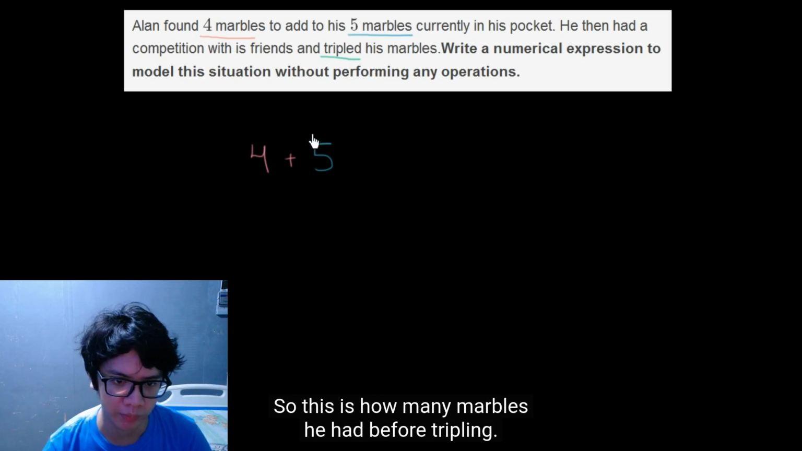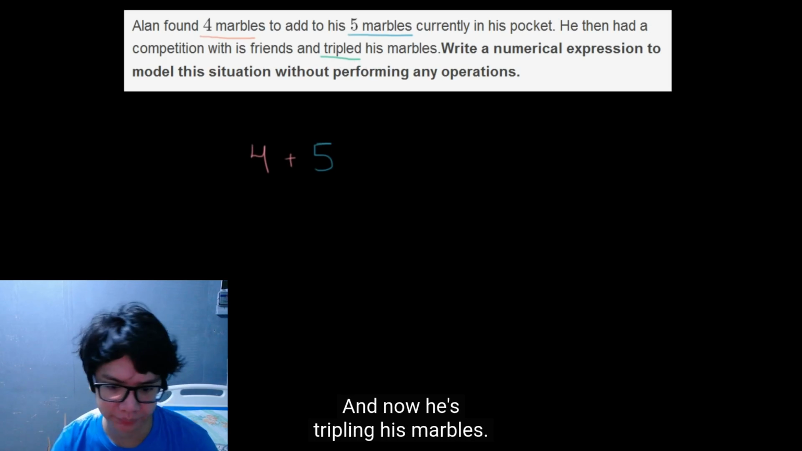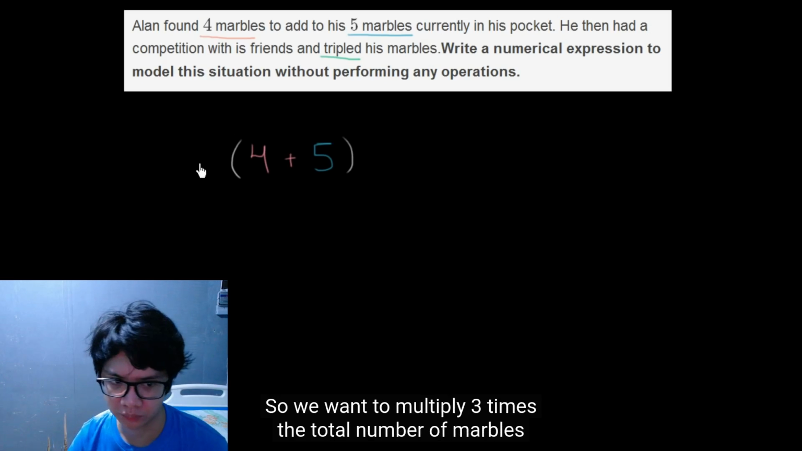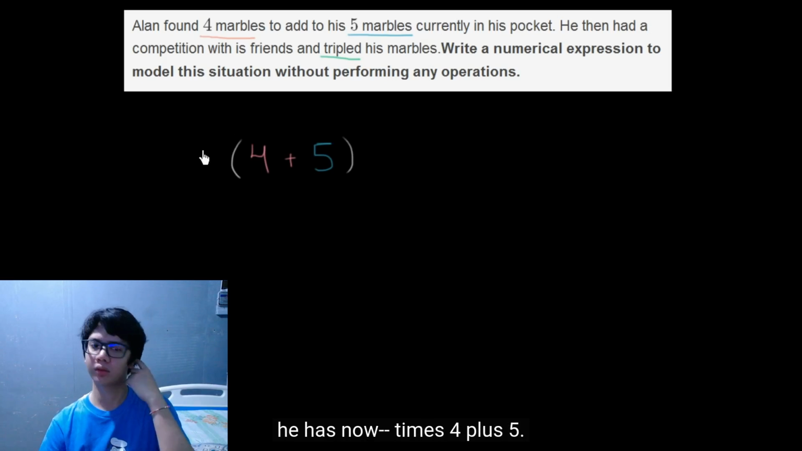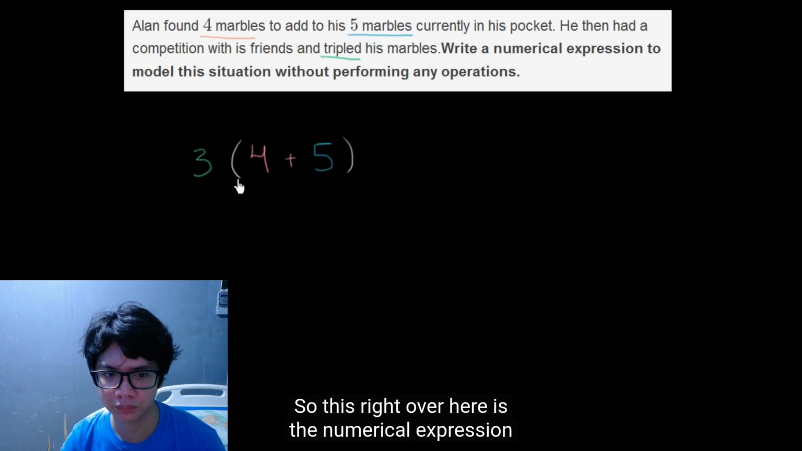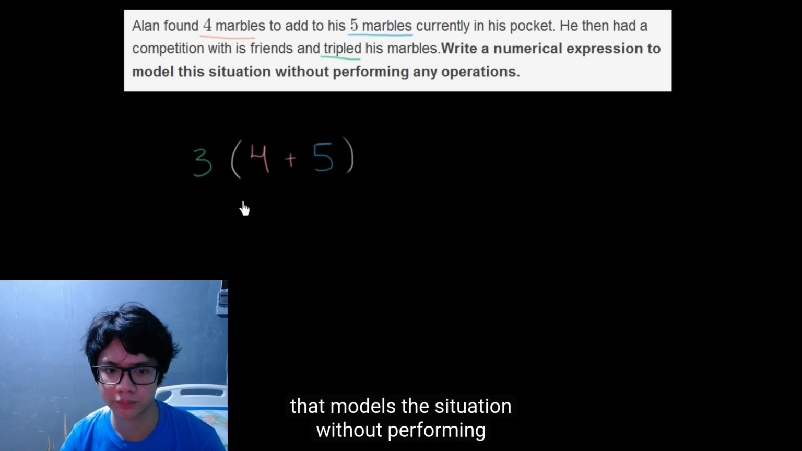So this is how many marbles he had before tripling. And now he's tripling his marbles. So we'd want to multiply 3 times the total number of marbles he has now, times 4 plus 5. So this right over here is the numerical expression that models the situation without performing any operations.